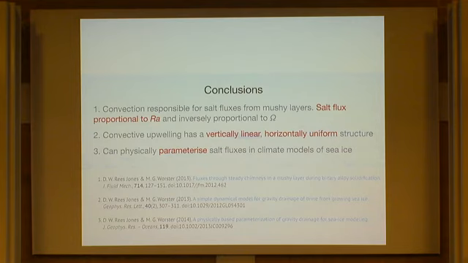So with that, I'll leave you with some conclusions. There are 3 points and 3 papers which go into a bit more detail about them. Firstly, convection is responsible for salt or compositional fluxes from mushy layers. In this situation, we showed that salt flux was proportional to a Rayleigh number and inversely proportional to some scaled version of the latent heat. We showed that convective upwelling, which is half of the process, has a vertically linear and horizontally uniform structure, and that allowed us to parameterize salt fluxes in climate models of sea ice. Thanks very much.